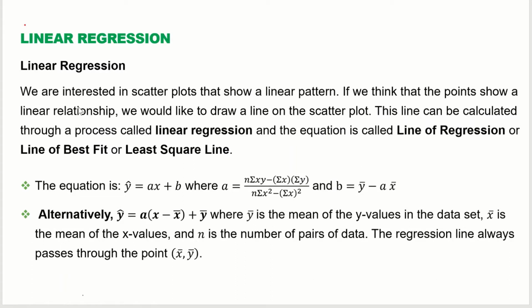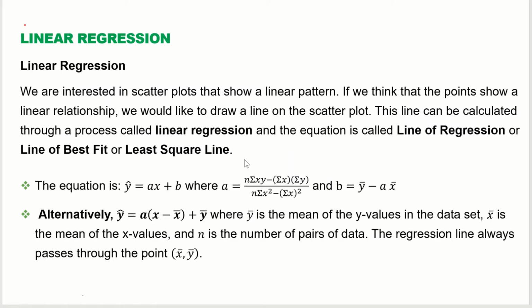In a scatter plot, we are interested in looking at the pattern the points show, and in linear regression, we are going to find the equation of a line that can model the given pattern. The whole process is called linear regression. The equation of the line is also called the line of regression, or line of best fit, or sometimes the least square line. All these three names suggest the single thing: the line or the linear model that describes the pattern that you see in the scatter plot.